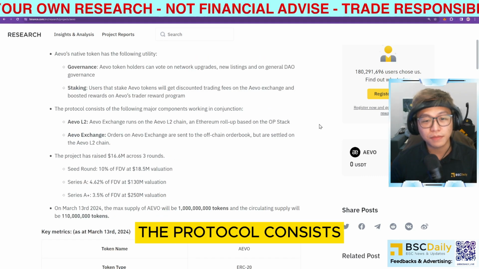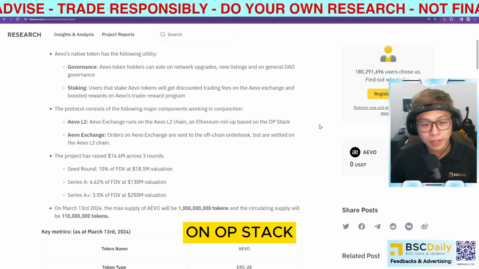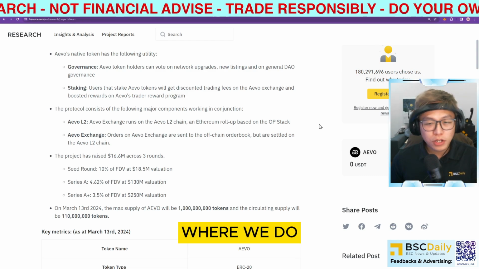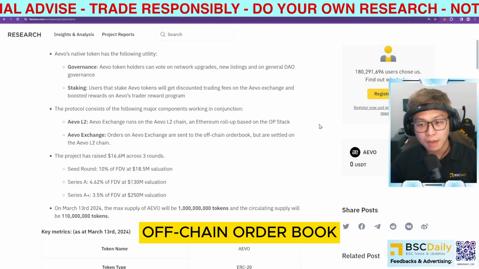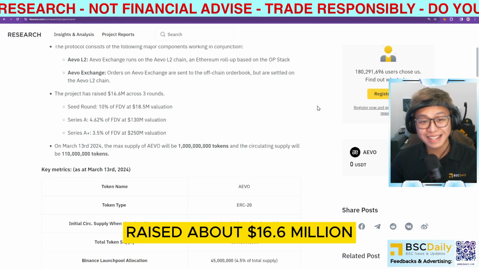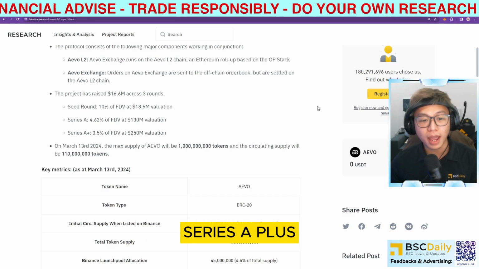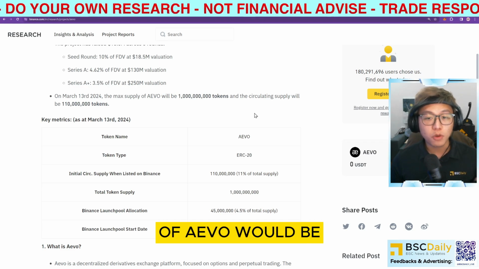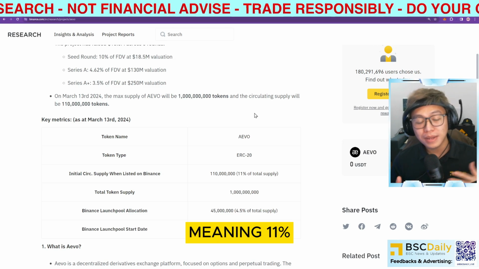The protocol consists of the following major components: the Aevo L2, which is an Ethereum rollup based on OP stack, and secondly, the most important thing is the Aevo exchange, which is basically where we do our trading. Orders on Aevo exchange are sent to the off-chain order book, but they are settled on the Aevo L2 chain. In the past, the project has raised about $16.6 million across 3 rounds: seed round, Series A, and Series A Plus. Initially, on March 13, 2024, the max supply of Aevo would be 1 billion tokens, and the circulating supply would be 110 million tokens, meaning 11%.